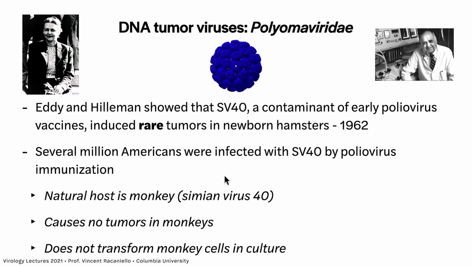And as I told you, many Americans were infected with SV40, and there were many lawsuits for many years claiming that this caused their cancers of all different sorts, but not really proven in any way as far as I can tell. And it shouldn't, because these are species specific. They don't cause tumors in the host of origin. Well, I guess humans are not the host of origin, so it's theoretically possible, but it wasn't the case. Anyway, SV40, the natural host is monkey, causes no tumors in monkeys, and doesn't transform monkey cells in culture, but will cause tumors in hamsters.